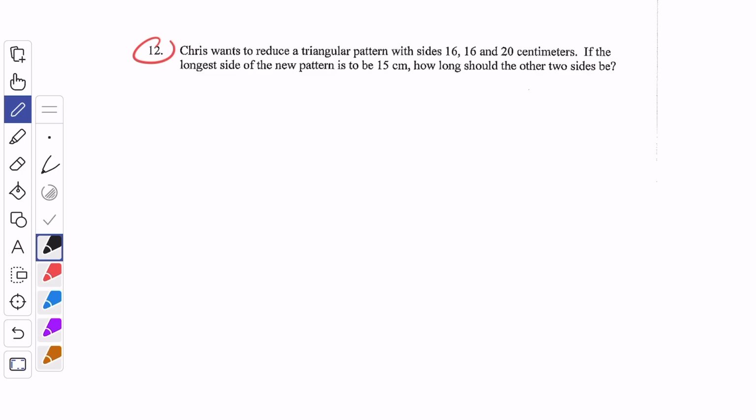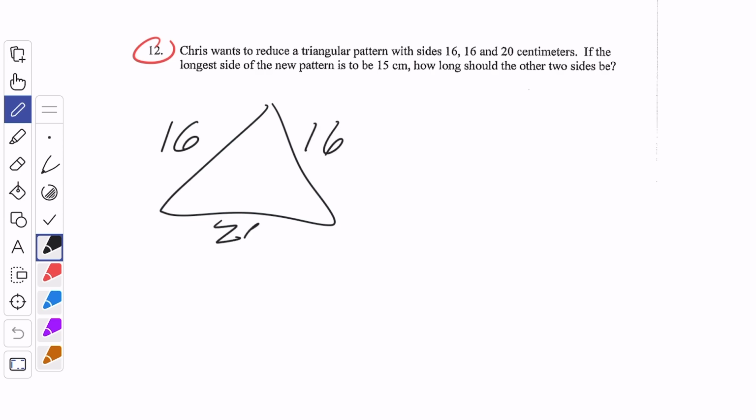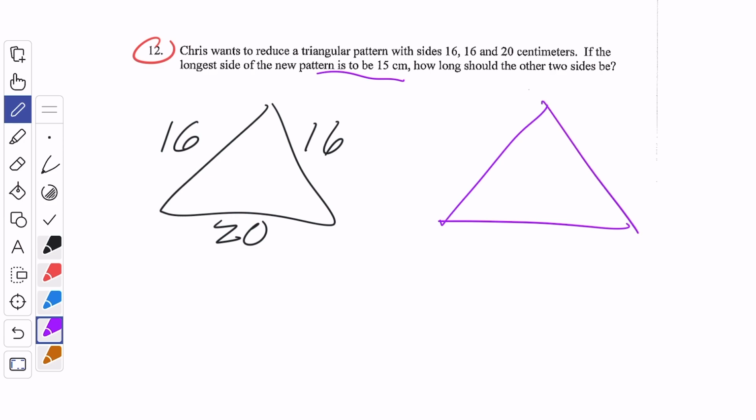All right, and then the last question I'm going through with this. So for here, it gives us a triangle of 16, 16, and 20. So it doesn't matter how you fill it in, but there's our first triangle, 16, 16, and 20. And then the second one, it says the longest side has to be 15. Well, 20 is the longest side, so I know 15 has to correspond with that 20.